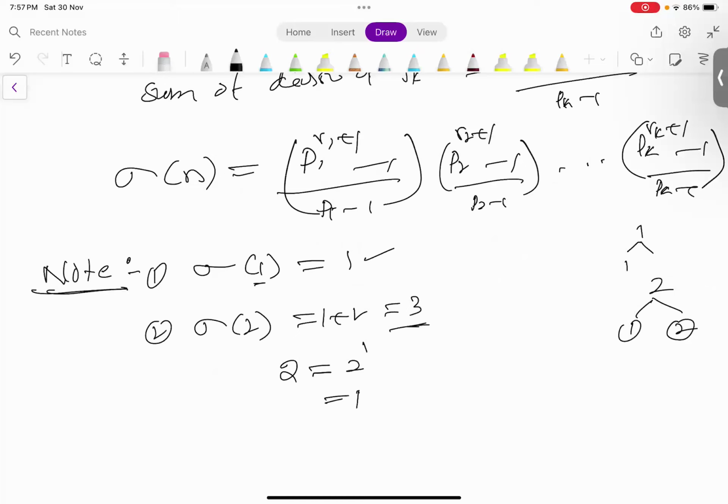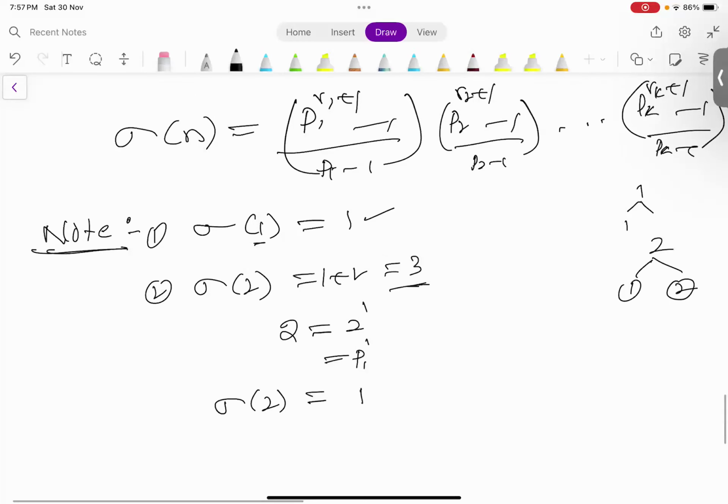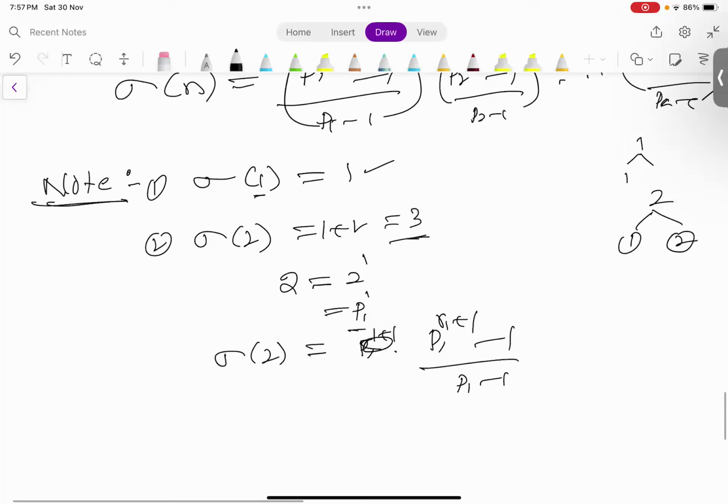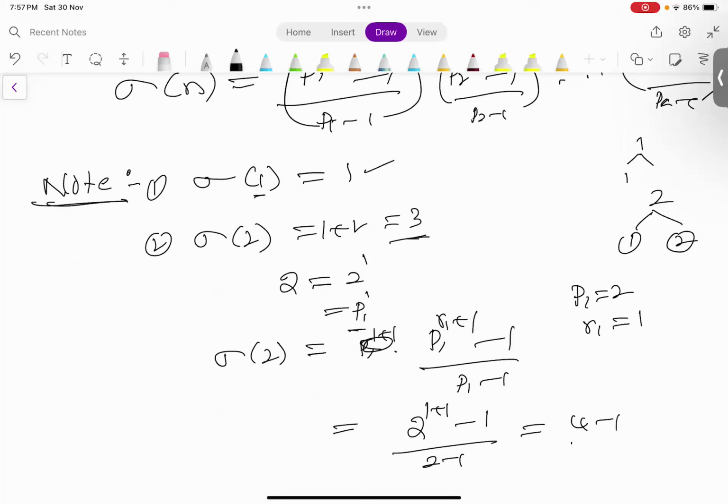It's nothing but P1 power 1. Now sigma 2, according to the formula, what is the formula? It is (P1 power R1 plus 1 minus 1) by (P1 minus 1). Only one term is there. Now P1 is equal to 2 and R1 is equal to 1. So (2 power 1 plus 1 minus 1) by (2 minus 1), that is 4 minus 1 by 1, which is equal to 3.